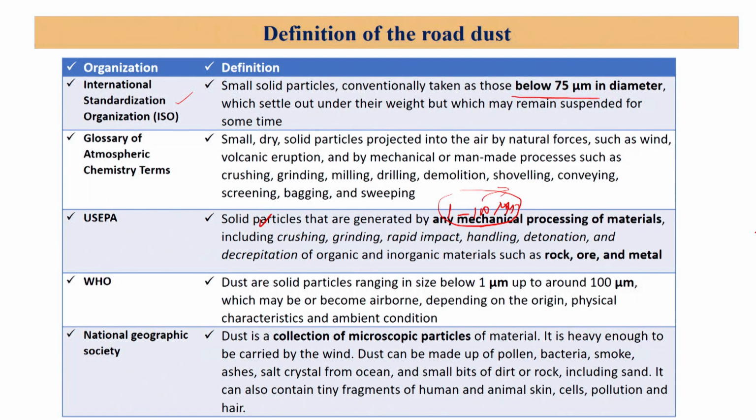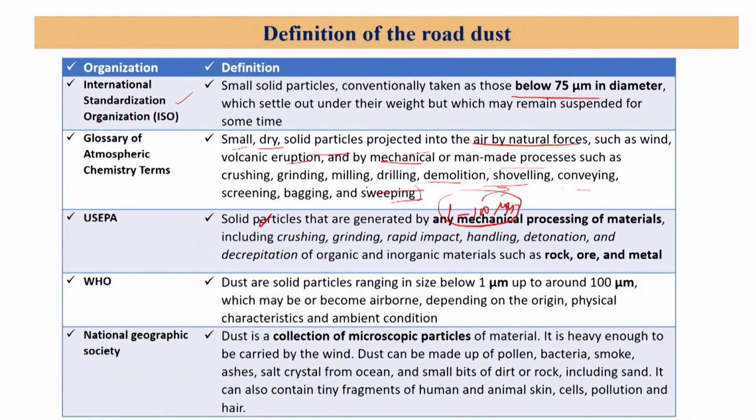In general, we consider particles with less than 75 micrometers as urban dust. If you see the Global Glossary of Atmospheric Chemistry Terms, they define dust as small dry solid particles projected into the air by natural forces, such as winds and volcanic eruptions, and by mechanical man-made processes such as crushing, grinding, milling, drilling, demolition, shoveling, conveying, screening, bagging, and sweeping.